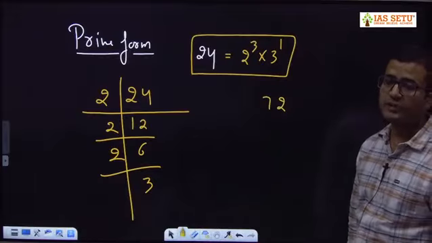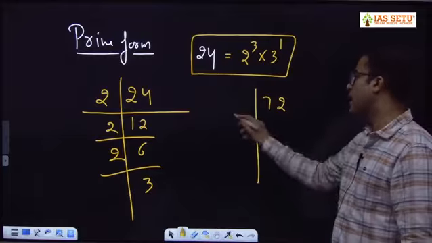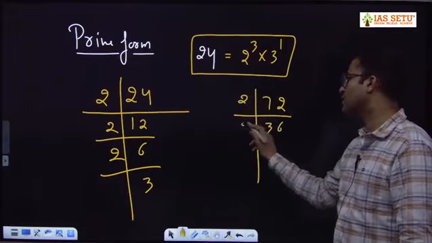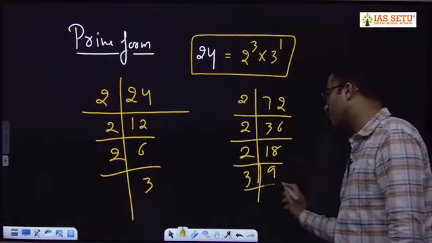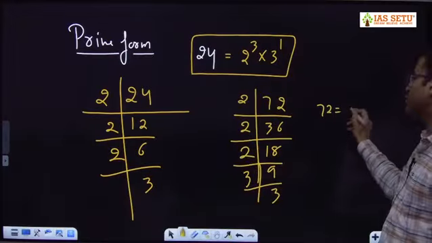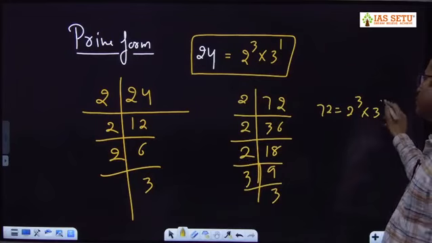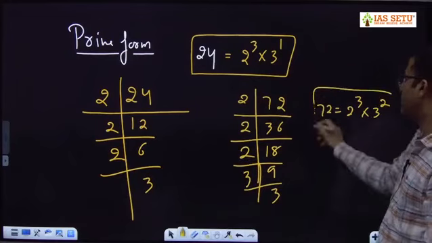Like the number is 72. If I have to express 72 in the prime form, I will take 2 common 36, 2 common 18, 2 common 9, 3 common 3. So what is 72? 72 is 2 to the power 3 into 3 to the power 2. This is the prime form of 72.